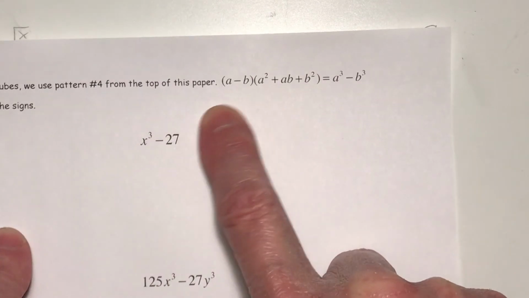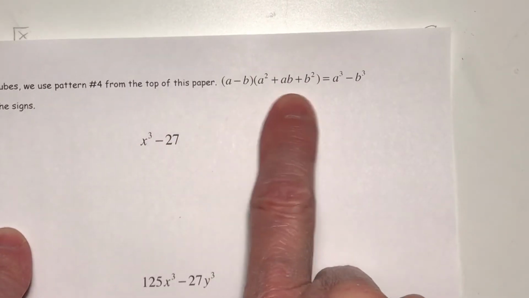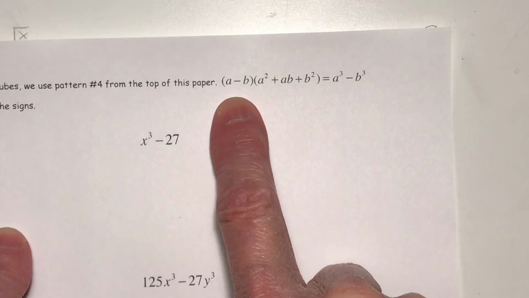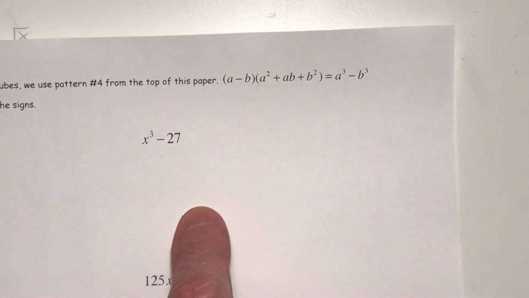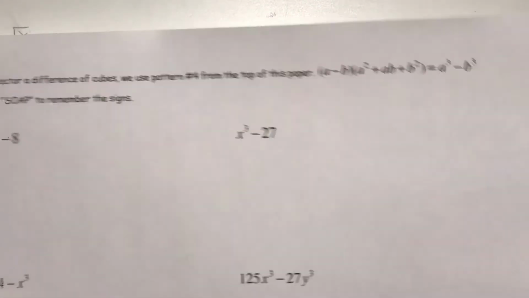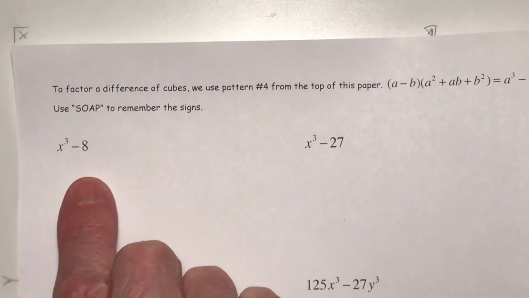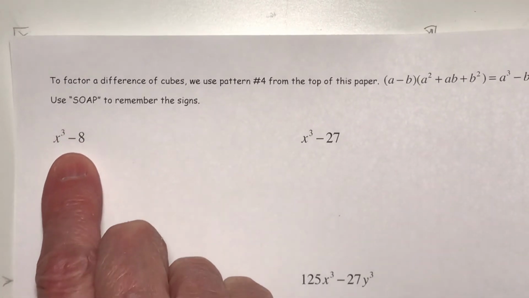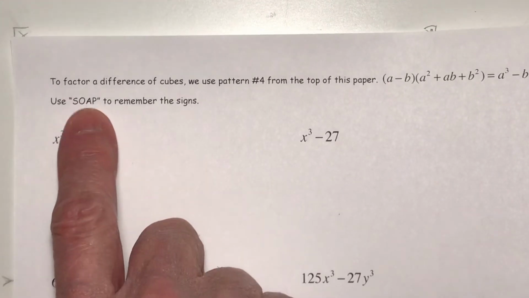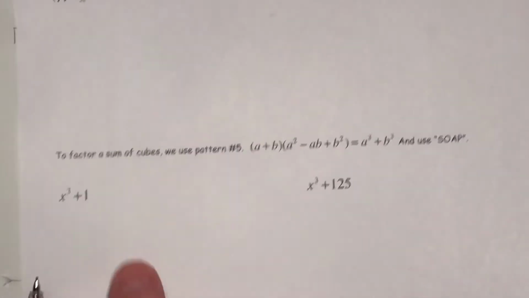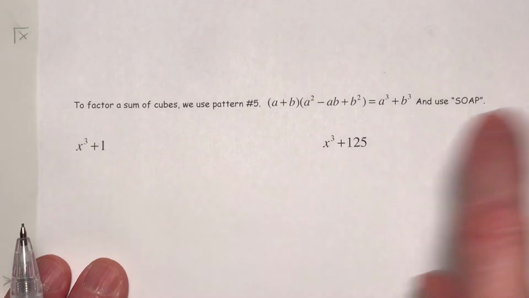The mistakes very often come because of all these signs. How do you remember what signs to put? I'm going to show you. We're going to use a trick called SOAP. This works for the sum of cubes also, which we'll do in a little while.